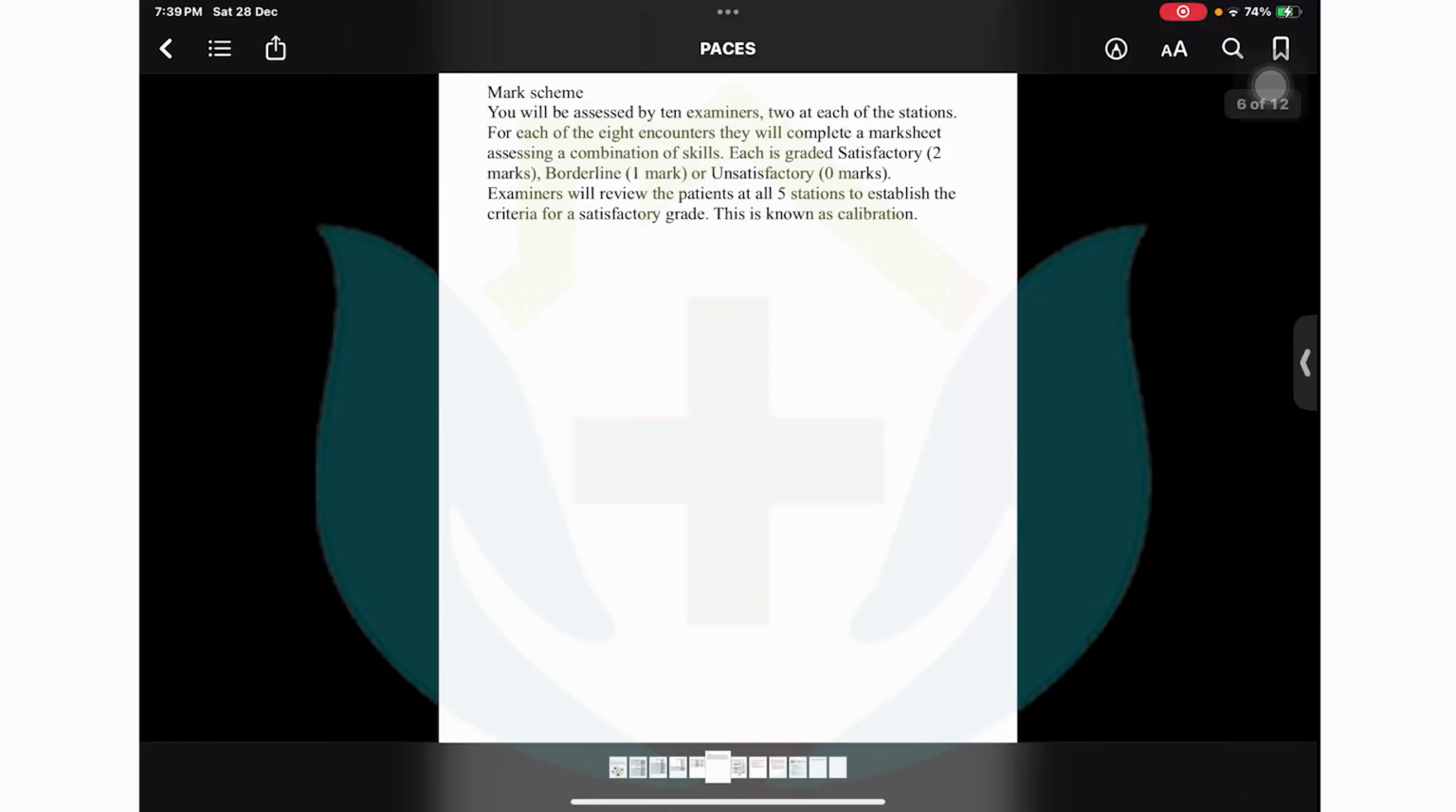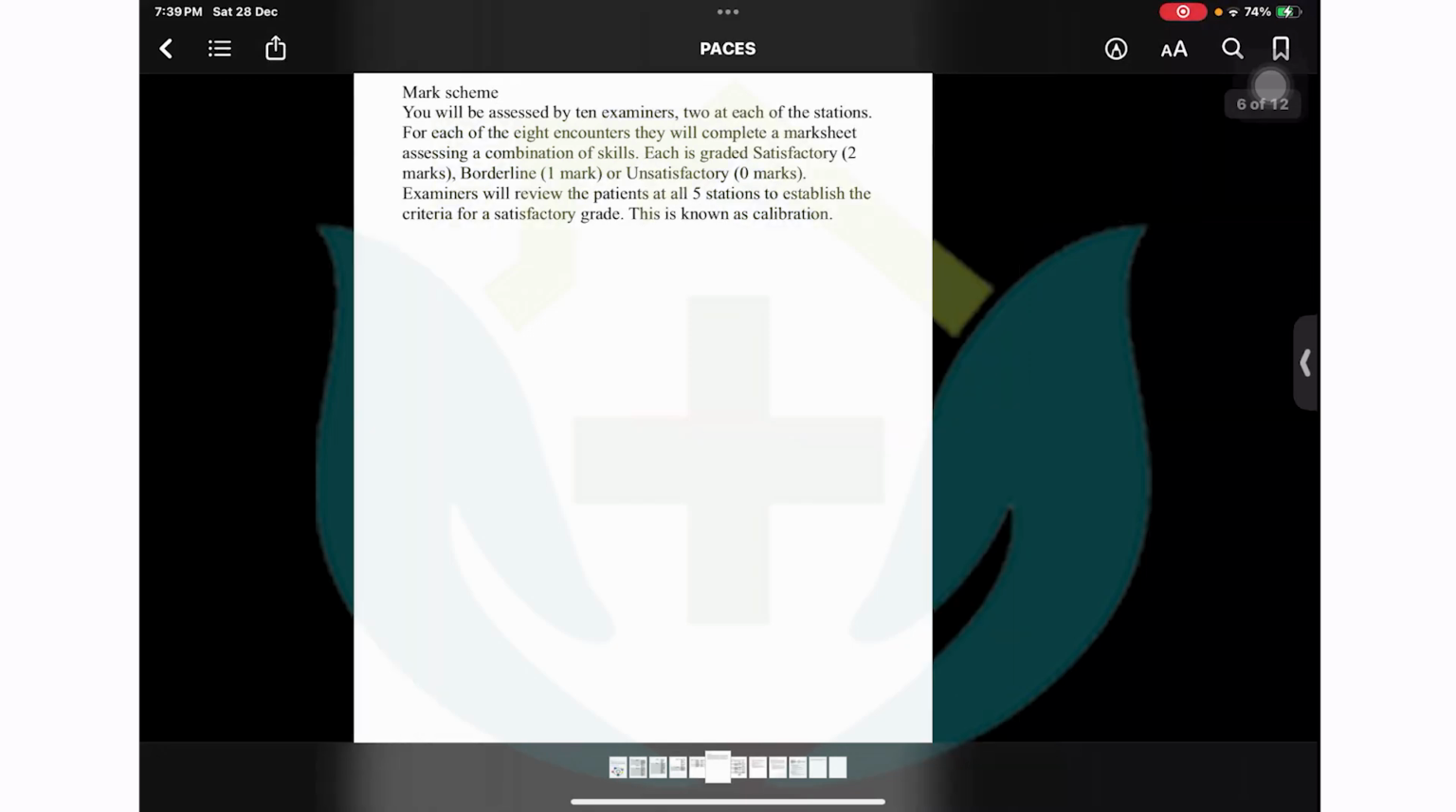You will be assessed by 10 examiners, 2 at each station. For each of the 8 encounters, they will complete a mark sheet. You will be given either 2 marks, or borderline 1 mark, or unsatisfactory 0. So theoretically, you might come out 10 on 10 or you may come out 0 on 10. That is just like the Glasgow Coma Scale, either you are all there or you are not there. Sorry, in the Glasgow Coma Scale, the minimum you can get is 3 marks, 1-1-1. Okay, so this is called calibration.